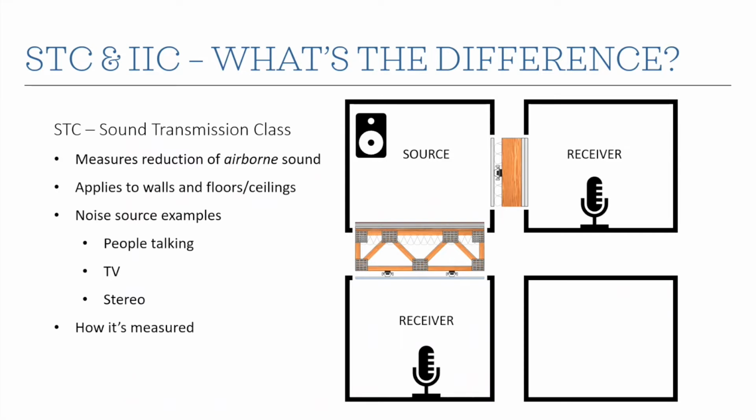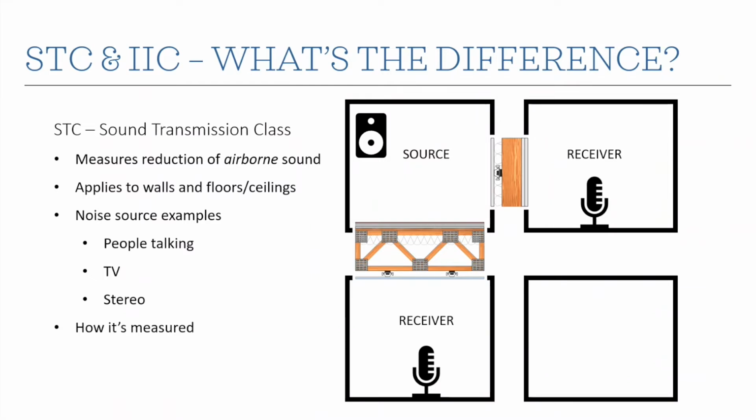So for a wall test, we have two rooms that are next to each other. There's a hole between them, and we build our wall in that in order to test it. Similar thing for floor ceiling assemblies, except that the rooms are stacked on top of each other, and we build our floor ceiling assembly in a hole between the two rooms.